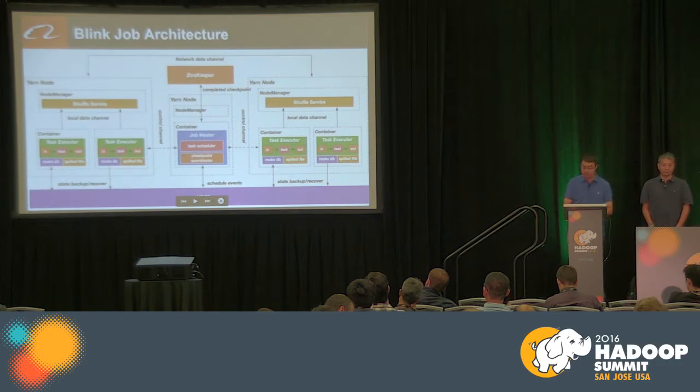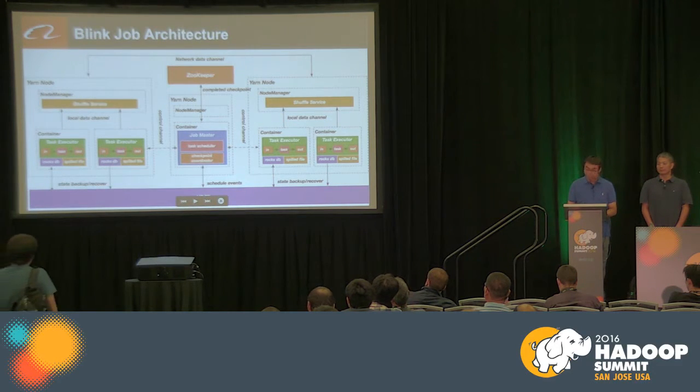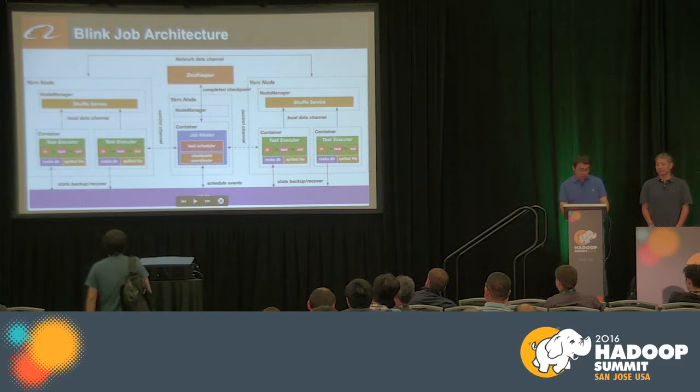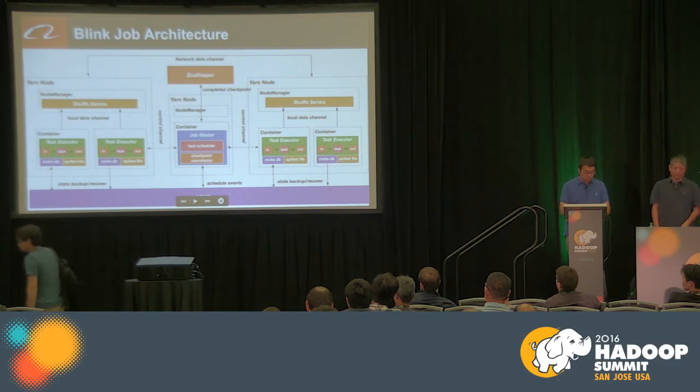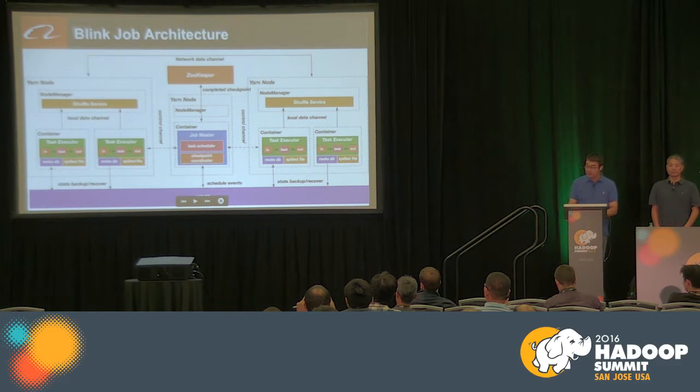Okay. Next, I will show more detailed information about the Blink job architecture. The Blink job is composed of two components. One is the job master, and the other is called the task executor. The job master is responsible for task scheduling and checkpoint coordination. And the task executor is responsible for task execution and state management.